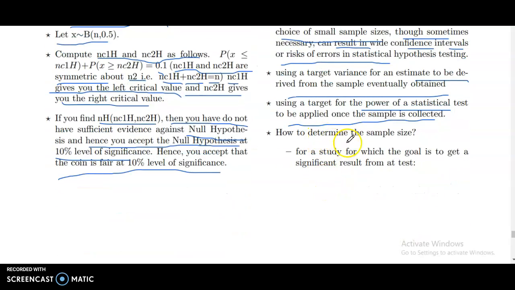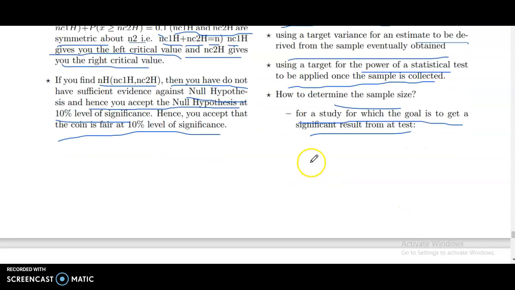How to determine the sample size for a study for which the goal is to get a significant result from the test?